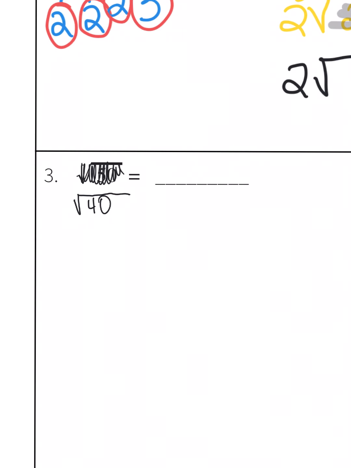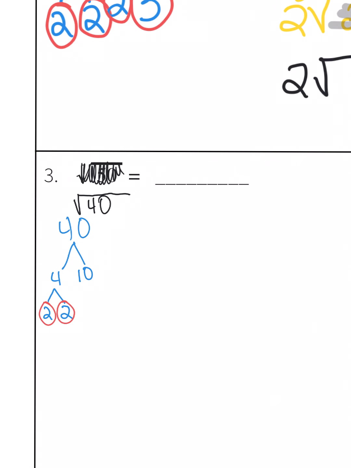All right, we have 40. First thing we do is find the prime factors by making a factor tree. So we have 4 times 10. Neither one of those is a prime, so we need to continue. Now I have 2 times 2 equals 4. Those are both primes, so I'm going to circle them.